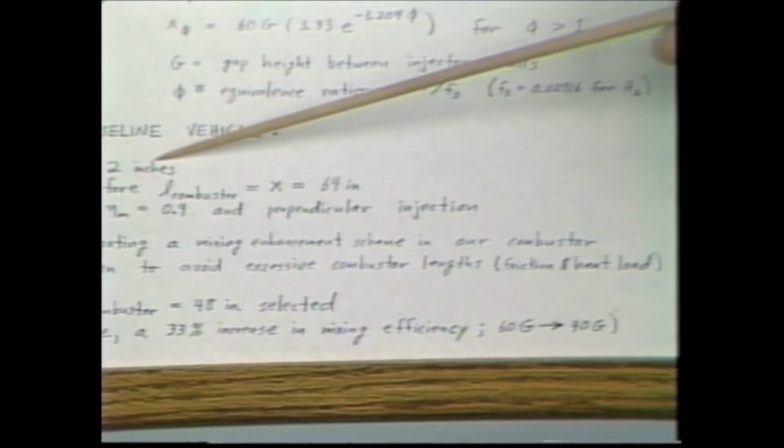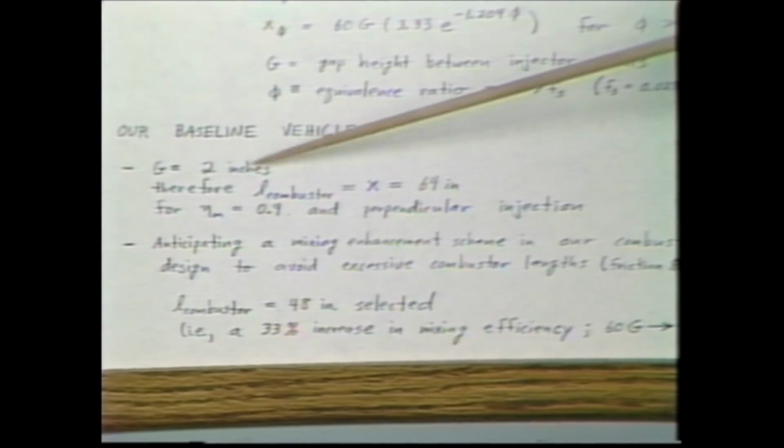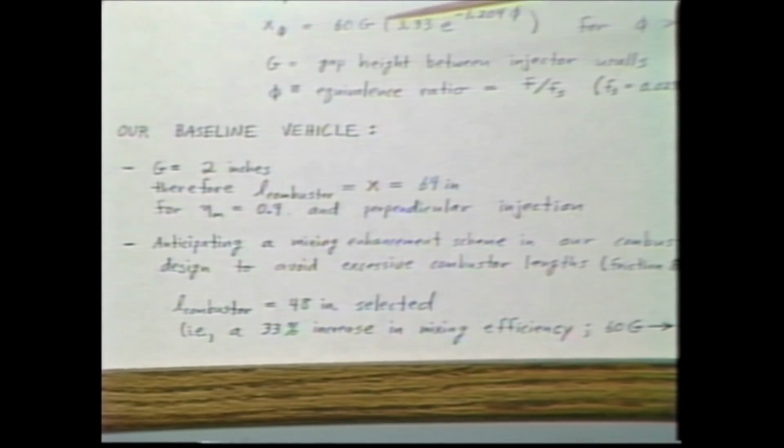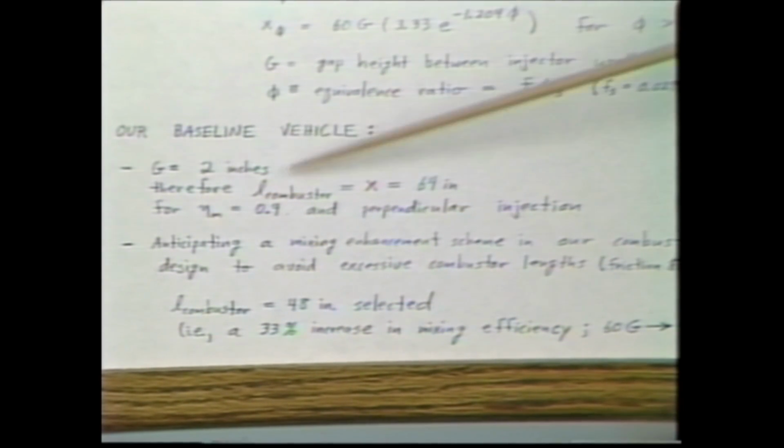That's why I chose a combustor height of 2 inches. I wanted to look at attempting to inject fuel exclusively from the wall, which avoids putting injectors or struts into the flow, which can create a lot of losses. So I picked 2 inches.